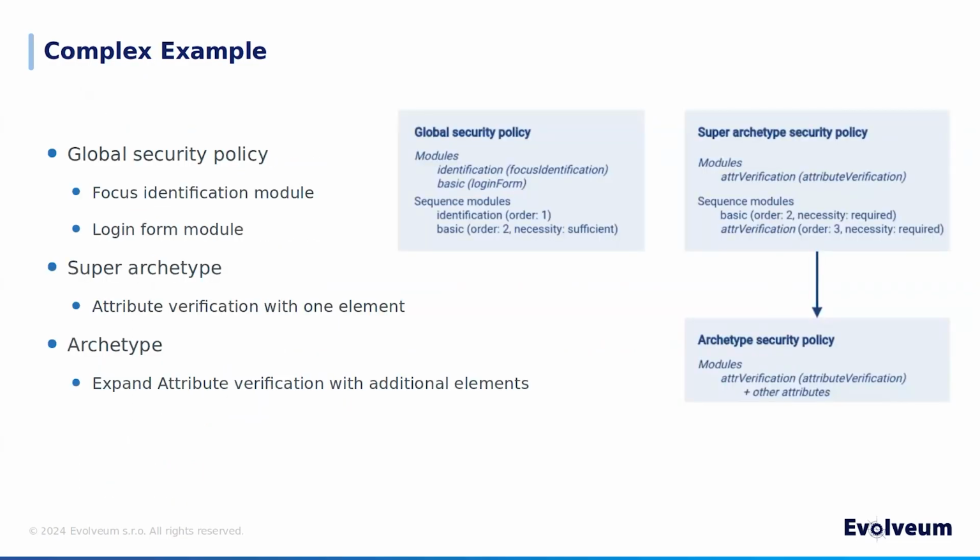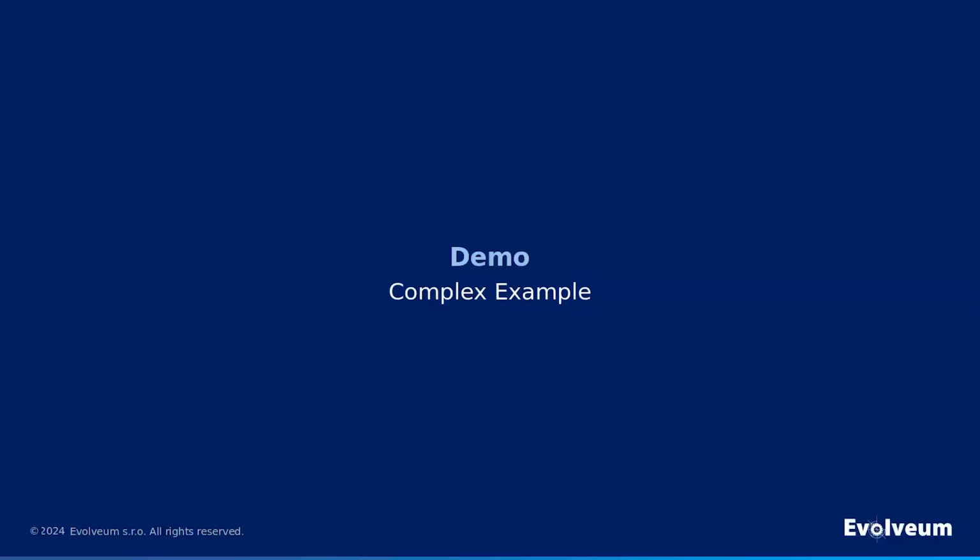Now let's look at a slightly more complex example. In our example, we have a global security policy that contains only an identification module and the classic login form module for username and password. Then we have a super archetype that contains an additional module that verifies the attribute of the user. And finally, we have the archetype that extends the set of attributes for attribute verification. For this complex example, I prepared a short demo.